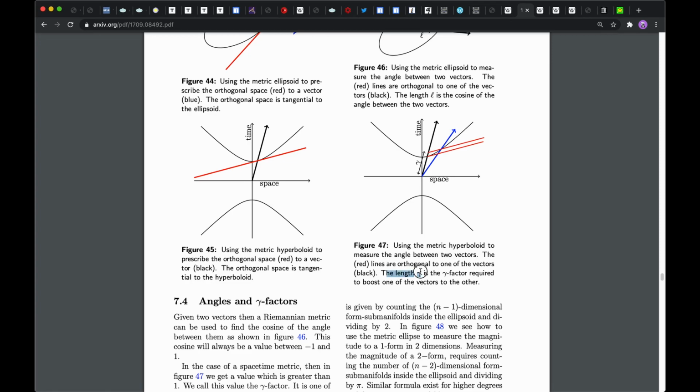And actually that gamma is the gamma factor required to boost one of the vectors to the other. So basically that projection will show us the gamma factor for the Lorentz transformation needed to transform the blue vector to the black one, for example.